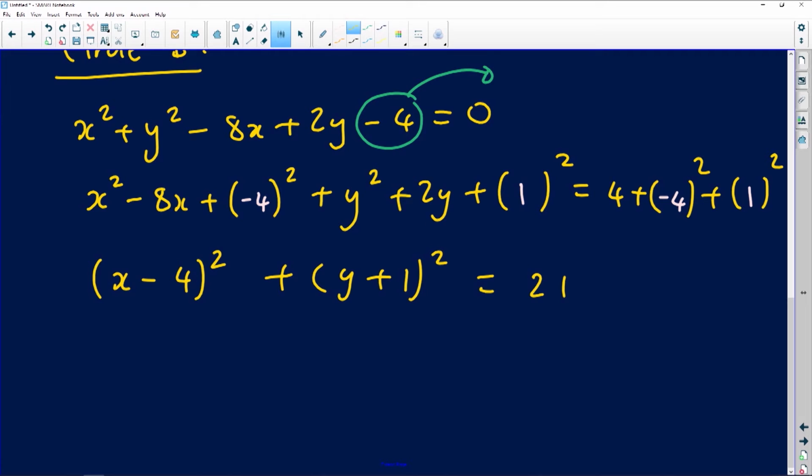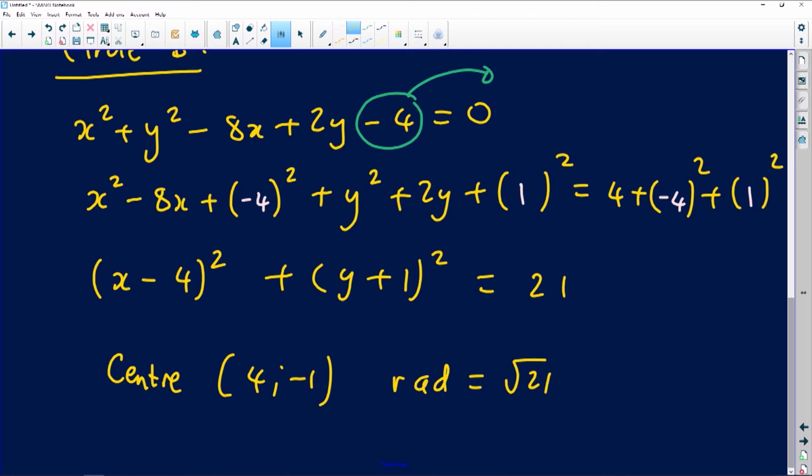On that one as well, your answer comes out as 21. We didn't make any mistake on this. Yes, it's coming out pretty well. X minus 4 and y plus 1. So the center of the new circle is going to be 4 and negative 1. And the radius of this is not 21, but the square root of 21, for reasons that we have explained already. So this is the story as far as answering the first part of the question was concerned.